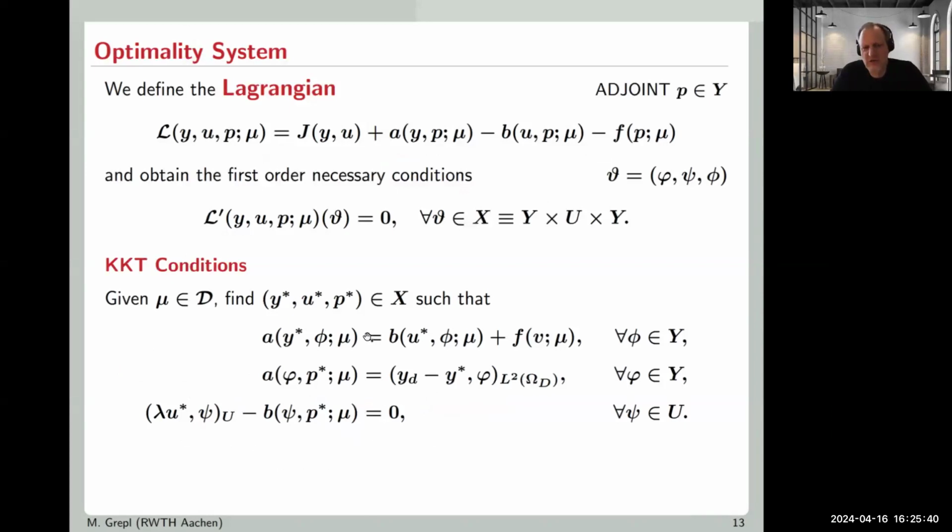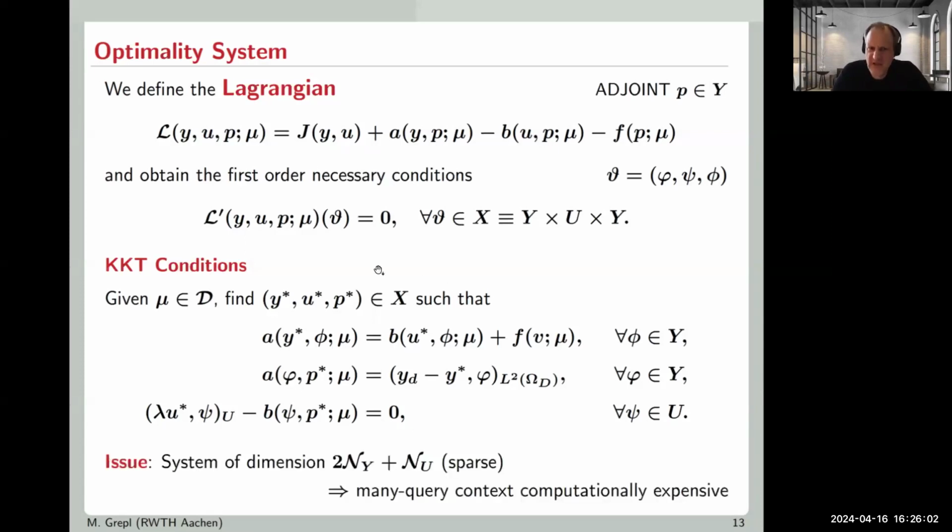In the parabolic context, you would obtain, obviously, the parabolic state equation, so forward in time, the adjoint equation, which runs backward in time, and again, the optimality condition, which connects the control U star with the adjoint variable P star. This is a large system that we have to solve in the finite element context. So we want to speed that up.